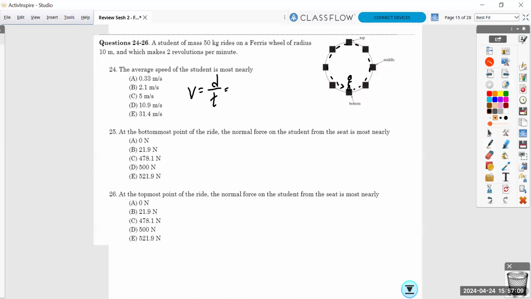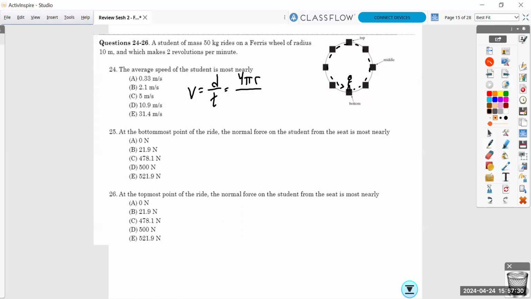So we could do not just 4 pi, we want the actual distance. That's 4 pi radians, but we want the circumference, which will be 4 pi r. So he goes twice around the circle, and how long does it take?